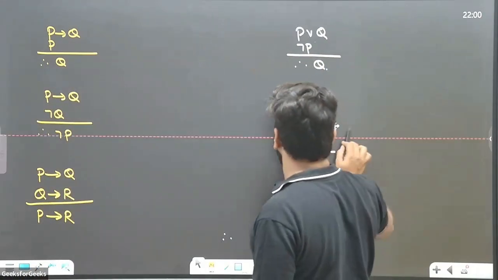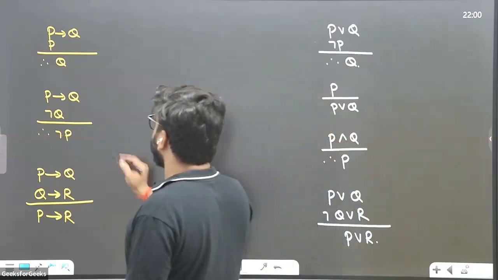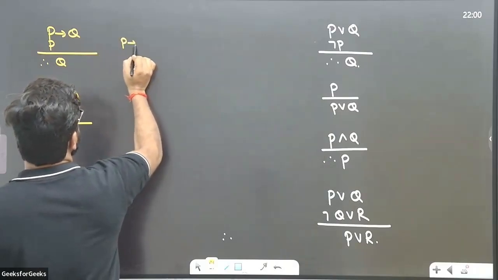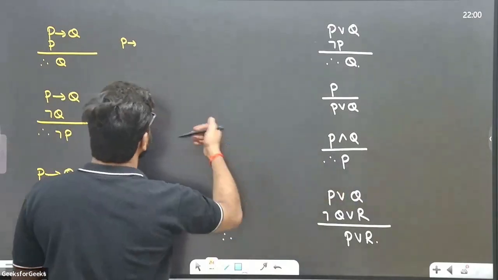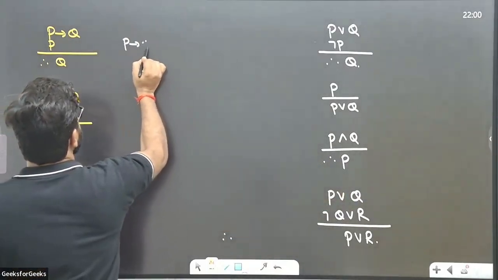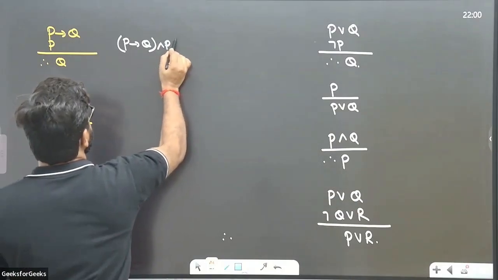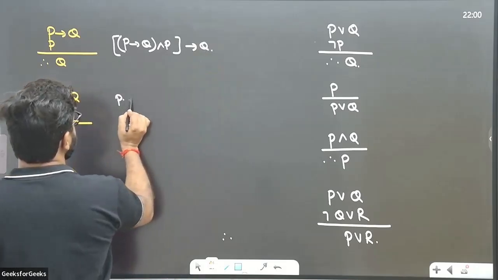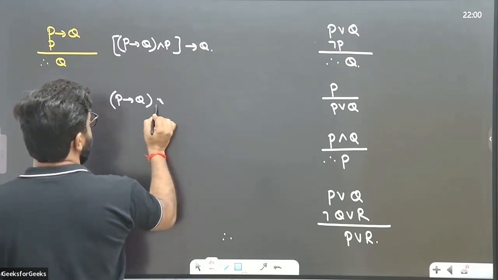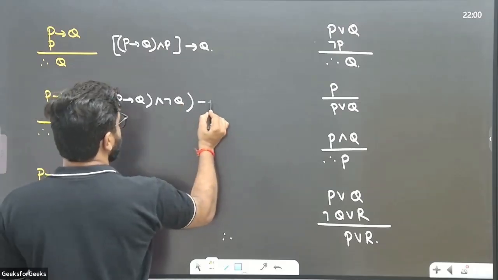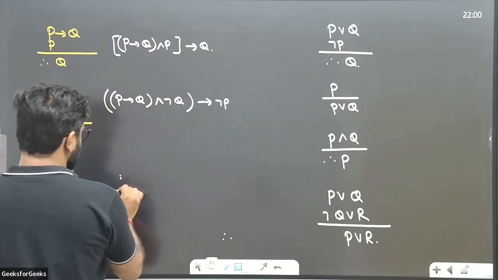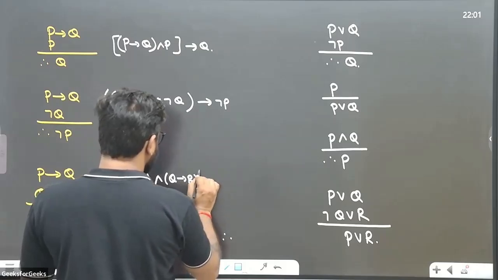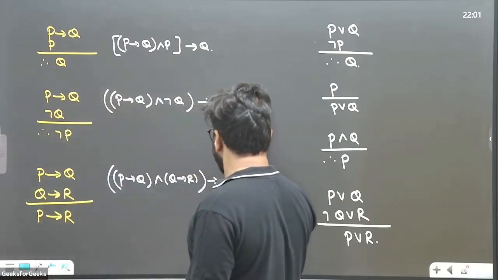Now let's try to understand each one by one. This is one way of writing, the horizontal way; you can also write it vertically like this. And what it says here is P implies Q and P, and therefore the whole thing is implying Q. And second one, P implies Q and negation of Q, and then this whole thing is implying negation of P. This is P implies Q and Q implies R, and then the whole thing is implying P implies R.